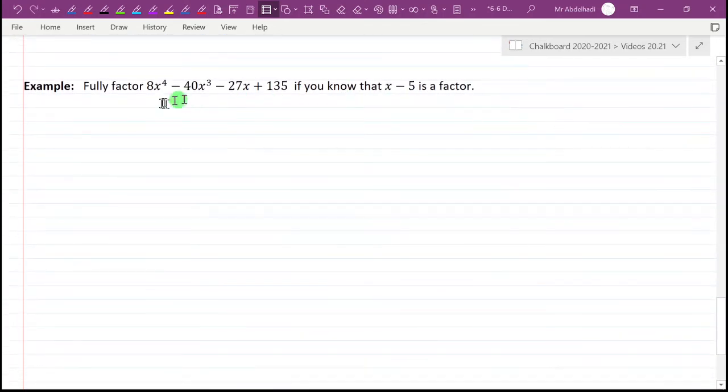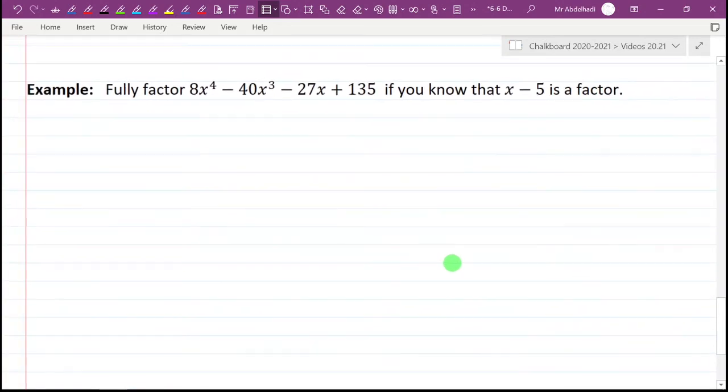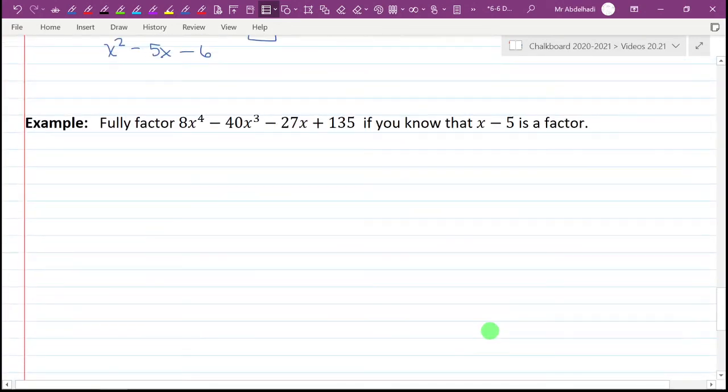It says here, fully factor this fourth power expression, if you know that x minus 5 is a factor. Now, it's a fourth power thing. We don't know how to factor something like this normally. But if we're given one factor, we can definitely use synthetic division here. So let's divide by x minus c like we're supposed to. That means that c must equal positive 5 here. Put the 5 outside and do our synthetic division.